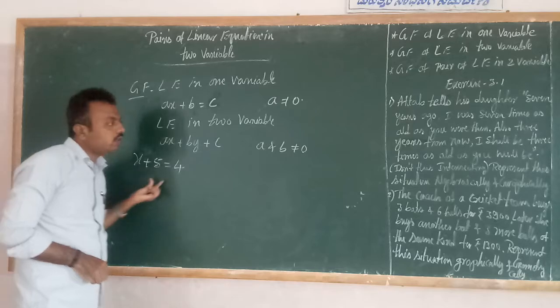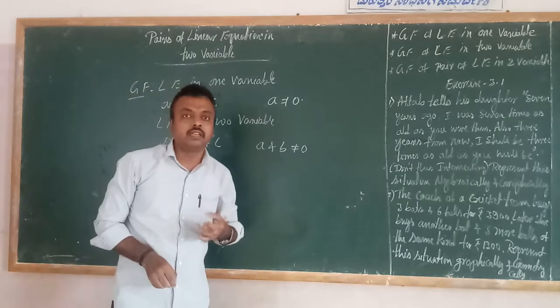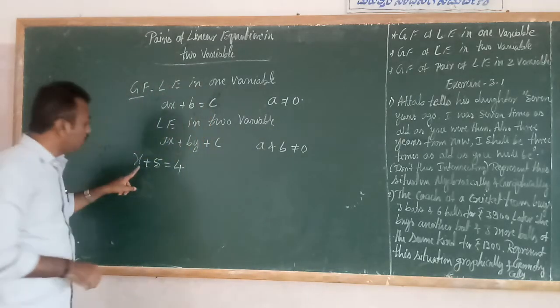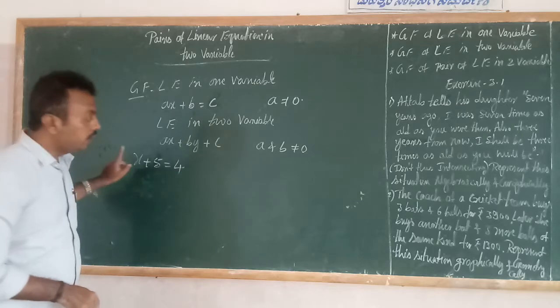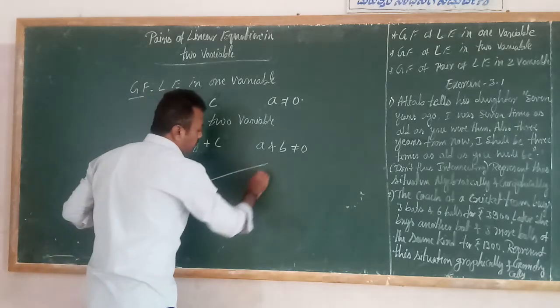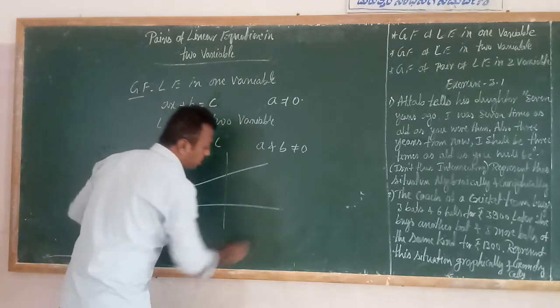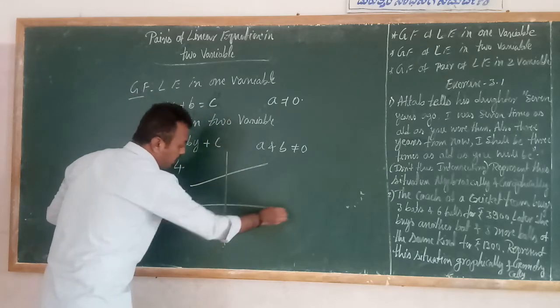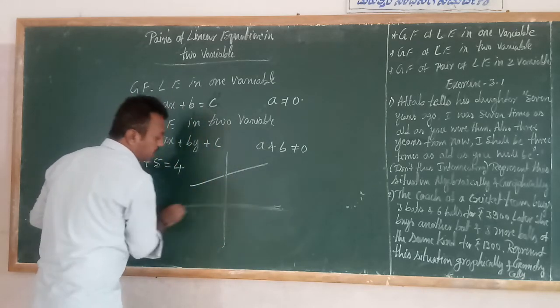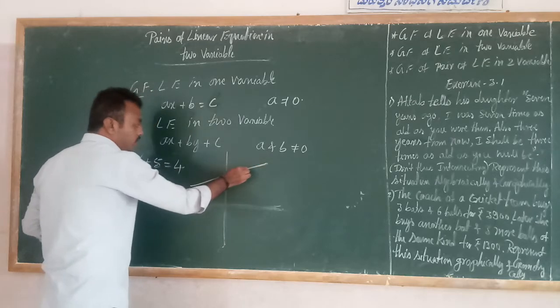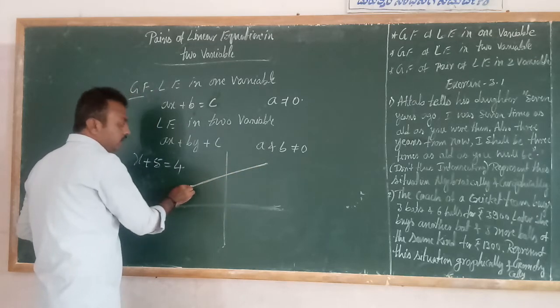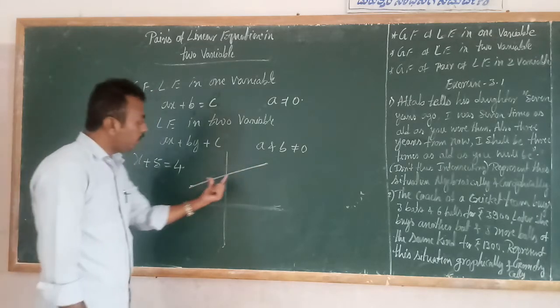If you draw the graph of a linear equation in one variable on the graph sheet, it becomes a straight line. Correct? This is the graph, this is x and this is y, this is the x-axis. So I will draw here. If you draw a linear equation in one variable, it becomes a straight line.